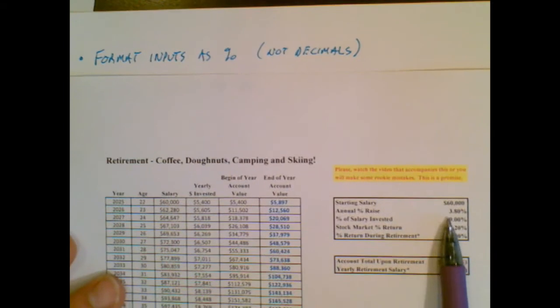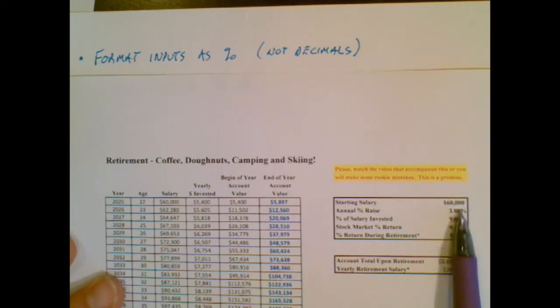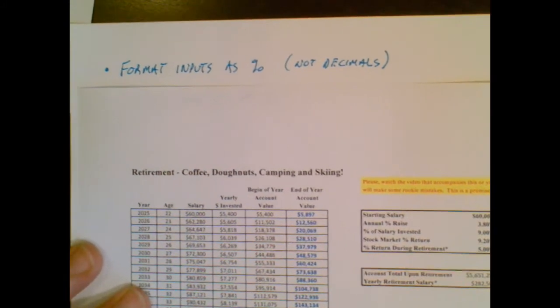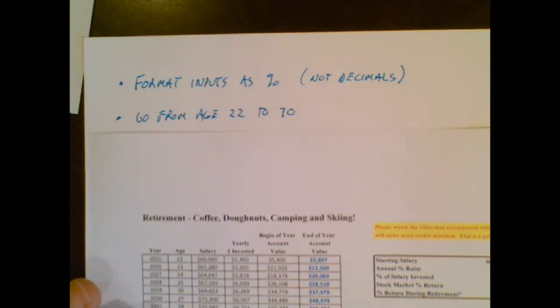This is where the user is going to input information. Even though you might like decimals for math, you can format those decimals as percents, and this is what the common man is going to relate to: percents. Most people are not going to want to have to enter a 0.092 to represent a 9.2% stock market return, because people don't like math.